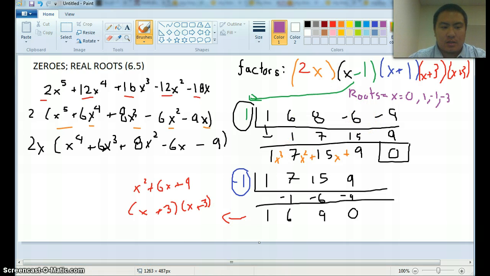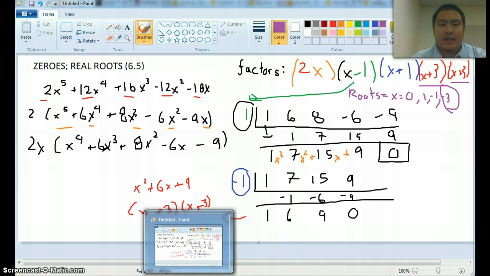Hello, SPHS. Okay, so you have a multiplicity of 2 for the root negative 3. Right? And that's all you need to say.